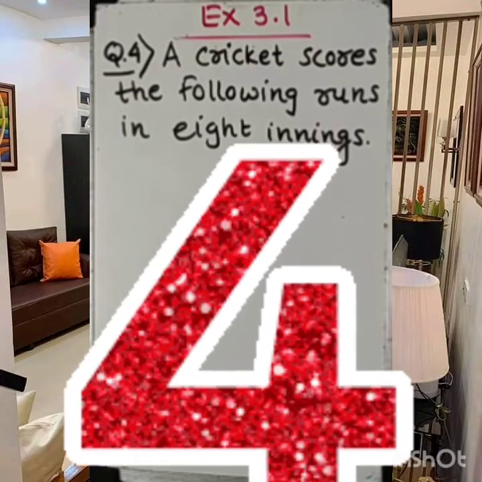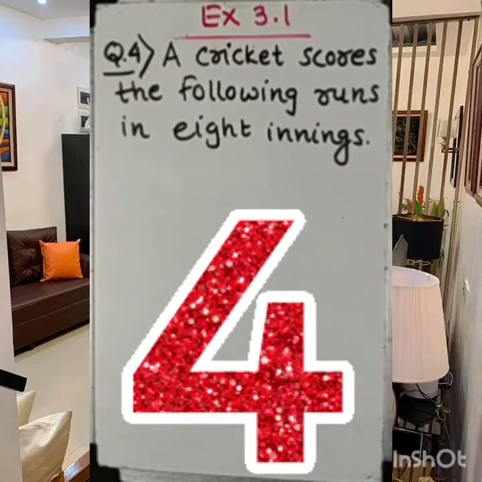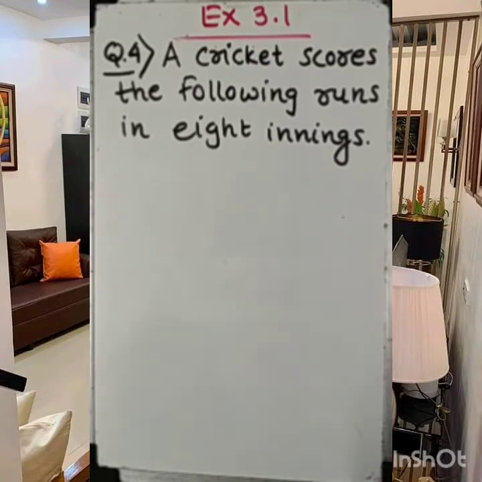So my dear student, here question number 4 is on your screen. A cricketer scores the following runs in 8 innings. The runs we are given, we have to find the mean score. The runs which we are given are 58, 76, 40, 35, 46, 45, 0 and 100.